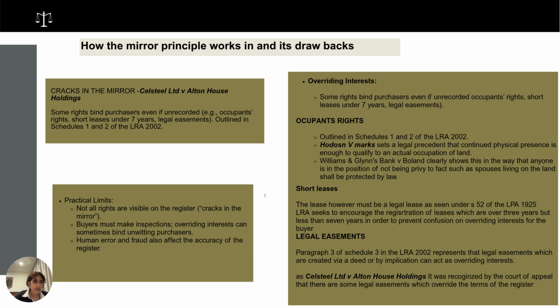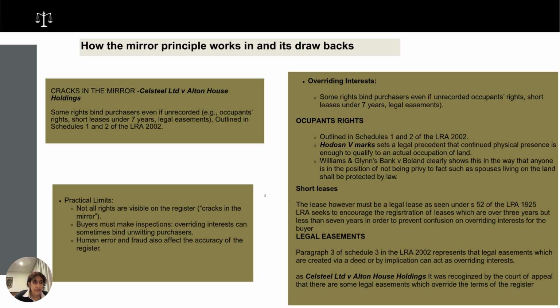Now, paragraph 3, schedule 3 of the LRA represents that legal easements which are created via a deed or by implication can act as overriding interests. The three main aspects allow easements to qualify as an overriding interest. The first is that it is known to the buyer, it can be said to be obvious on reasonable inspection of the property, and finally has been used within the past year. The main purpose is to protect unregistered rights of way. An example can be rights to using a shared driveway.